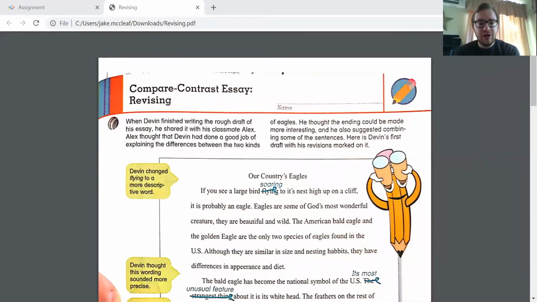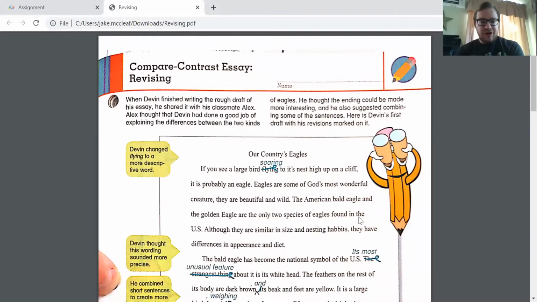So when you're looking here, you see this document that says compare and contrast essay revising, and this is on LMS for you. I'm not going to read this whole first page, but I'll give you the gist. It says, when Devin finished writing the rough draft of his essay, he shared it with his classmate Alex, and his classmate Alex read it and reviewed it or revised it. Revising is simply the process of reviewing, going through, overlooking your essay, seeing if there's any errors, anything you want to change up, anything you want to switch up. So his friend revises it with him and for him.